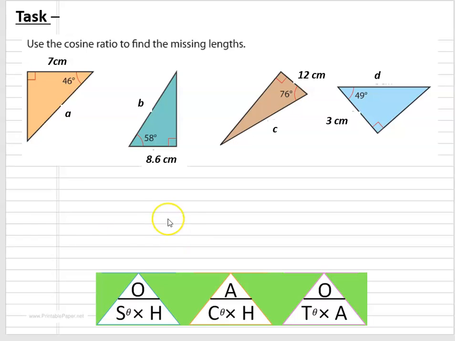Okay, so press pause and spend around 4 to 5 minutes. If you need to spend longer, please do. Don't feel like you have to do it within the time constraint, but around 4 to 5 minutes or a bit longer, no less than that. Press pause and have a go, please.